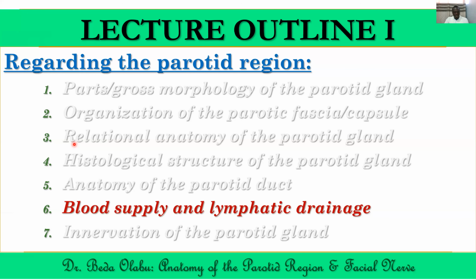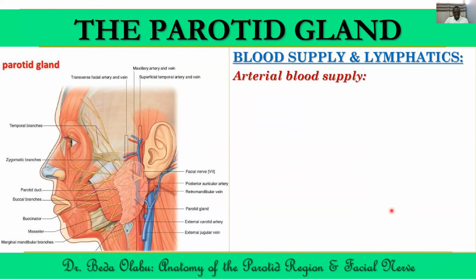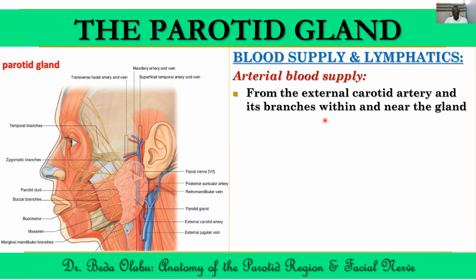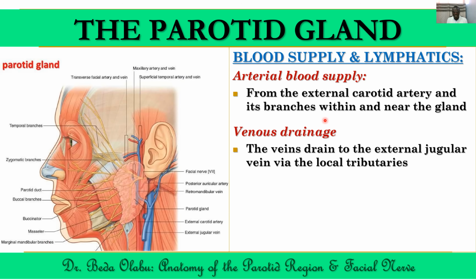All right, now we can talk about the blood supply and lymphatic drainage of the parotid gland. The blood vessels are largely derived from the branches of the external carotid artery. So we have direct branches of the external carotid artery into the gland, but we also have the terminal branches, superficial temporal and maxillary artery. So their branches still supply the parotid gland. In terms of venous drainage, the veins will drain to the external jugular vein via the local tributaries.